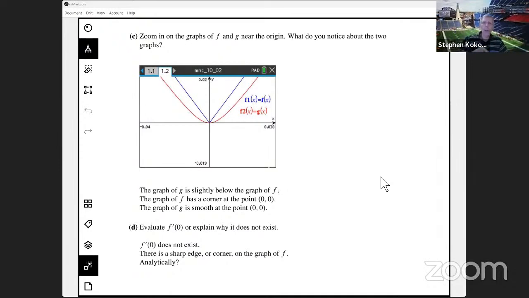But look at what's going on with g near the origin. Even though f has a sharp corner or a cusp there, it sure looks like g is nice and smooth at that point, (0, 0), at the origin.